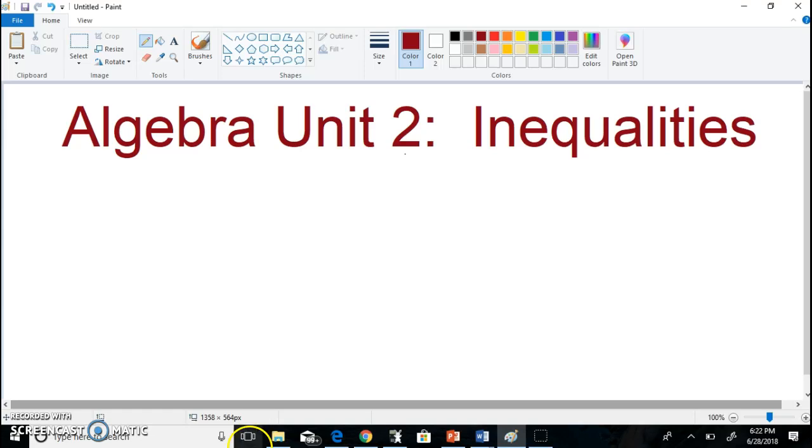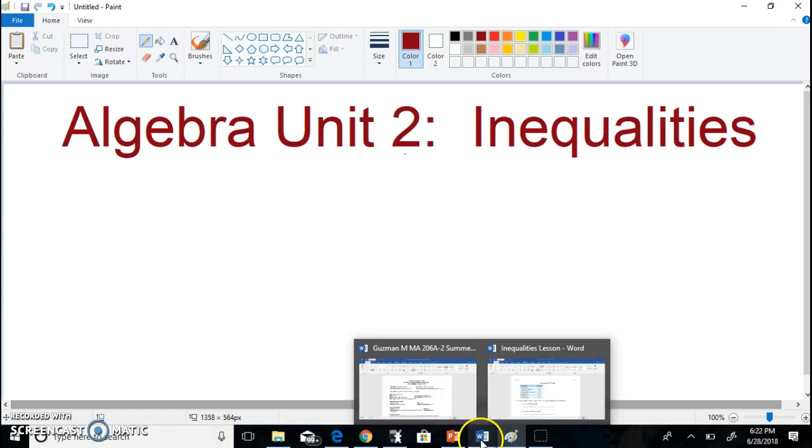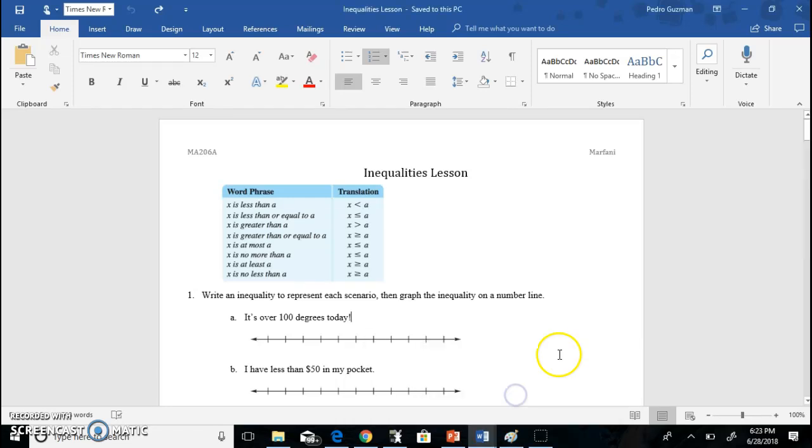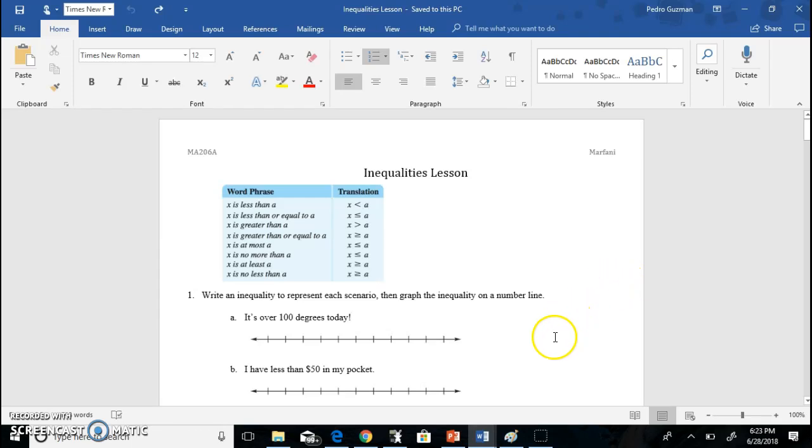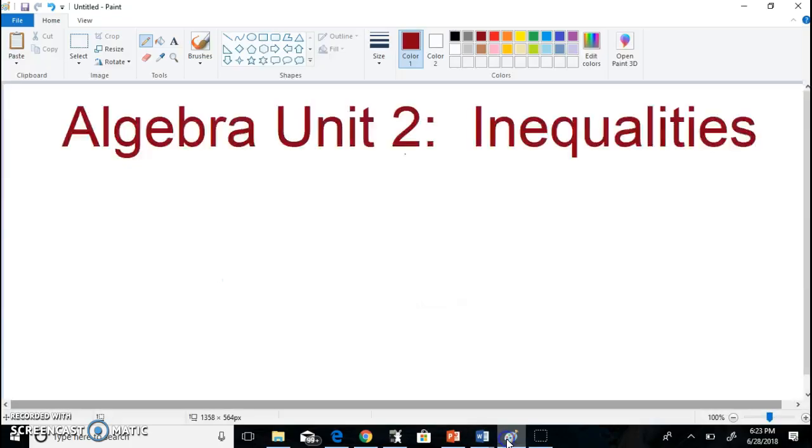I'm going to be following the Word document that I posted in the Inequalities tab. On the left-hand side of our Blackboard screen, it looks like this. It says Inequalities Lesson, and that's what we're going to be following along. So it might be helpful if you print it out first and then come back to this video.